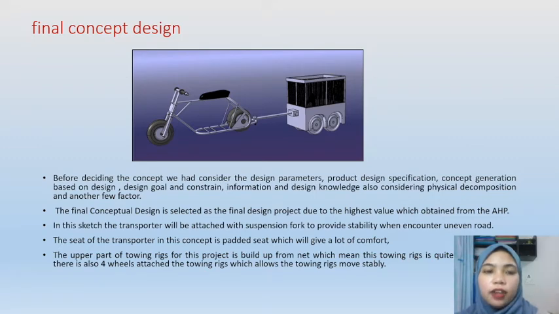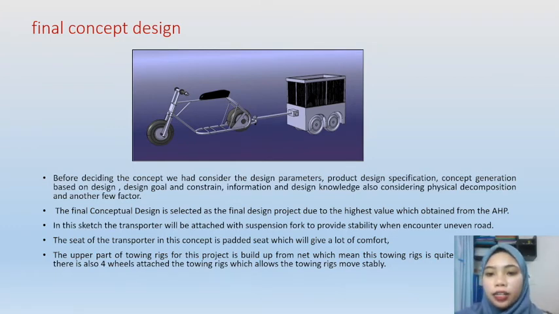This is our final concept drawing. Before we decide the concept, we had considered the design parameters, the product design specification, and the concept generation based on design. We also consider the design goal and constraint. We calculate all the physical decomposition and a few other factors. We have done each stage, and the final concept design is what we can see on the screen. It is selected as the final design as it has a higher value which we obtain from the AHP.